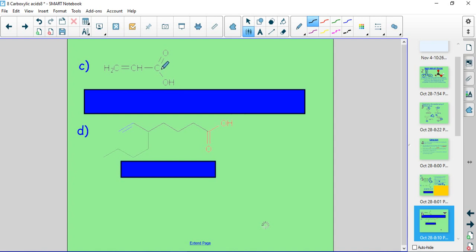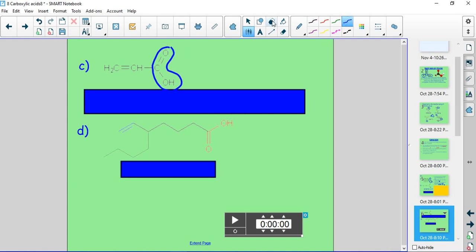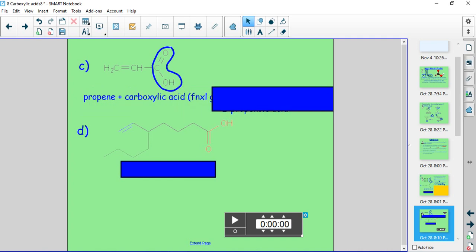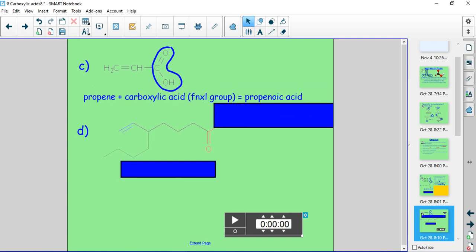Okay, now getting a little more challenging, we have 1, 2, 3, still 3 carbons, except it's not an alkane. Here we have a double bond, which means it's an alkene, and we're going to get the ending ene normally. But since we have a carboxylic acid functional group here, it's going to end in oic acid. So putting this all together, we get propene, but because it's carboxylic acid, we get propenoic acid.